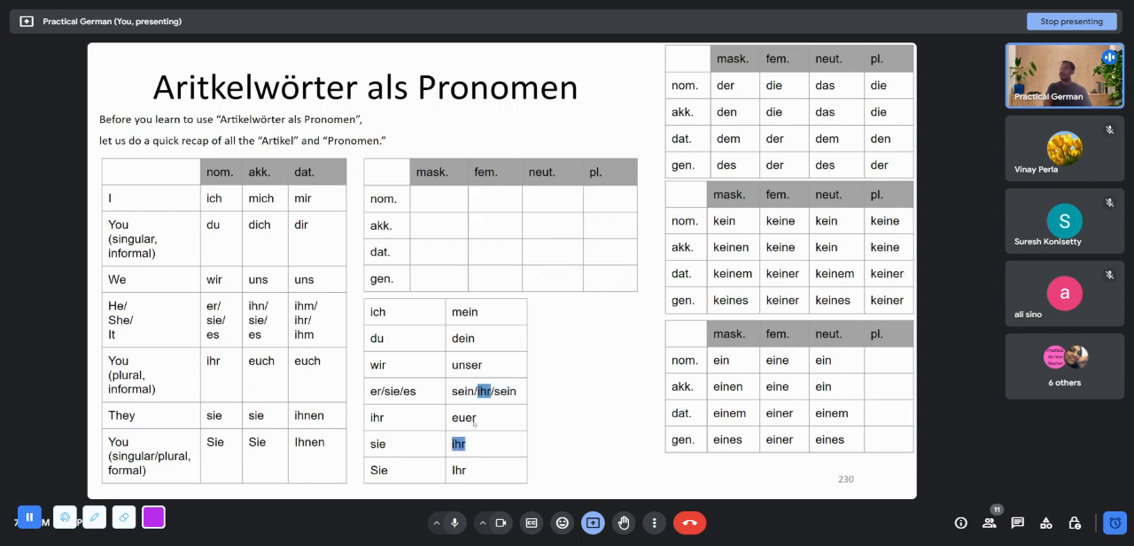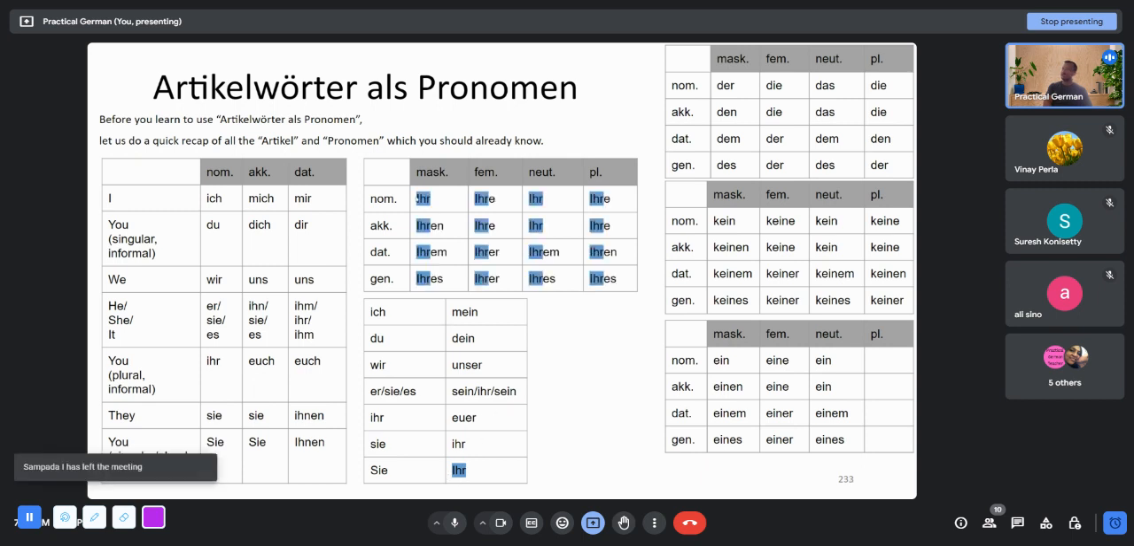I hope you get the idea, right? For ihr, you have to be careful. I think it's the same. Only be careful here. It should be ihr. Okay, there's a mistake. It should be ihr over here. For capital Ihr, it's the same thing. Only I has to be capital.